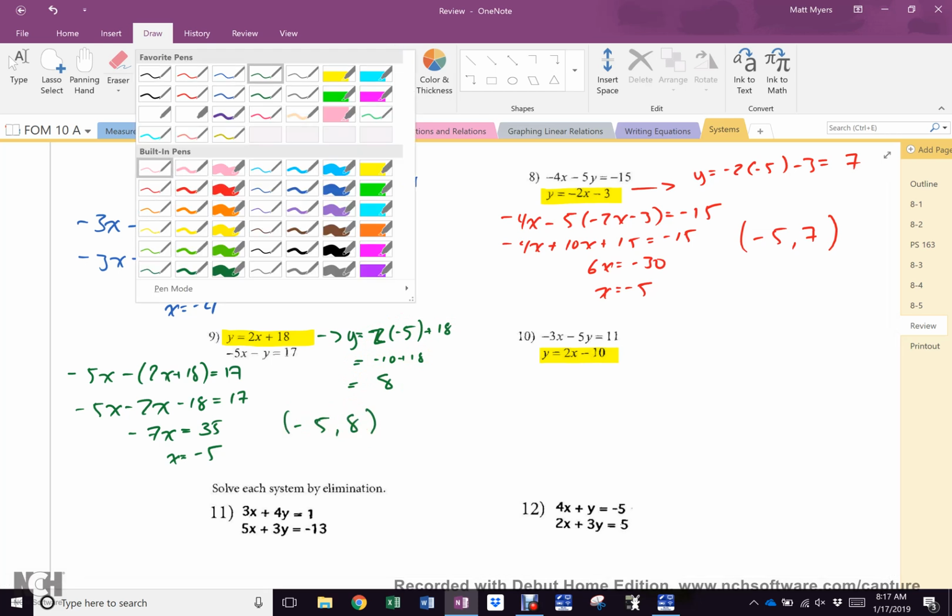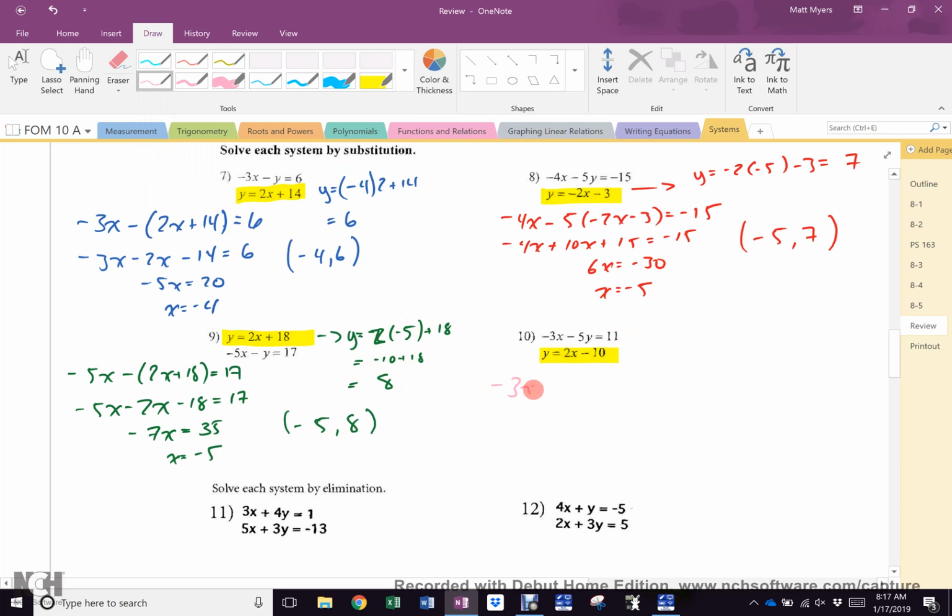And lastly, we'll go pink. -3x minus 5 times 2x minus 10 equals 11. -3x minus 10x plus 25 plus 50 equals 11. -13x equals -39, x equals 3. y equals 2 times 3 minus 10, 6 minus 10, negative 4. 3, negative 4. Any questions? Excellent. Somebody must have done a very good job of teaching you guys systems. Oh, shucks.